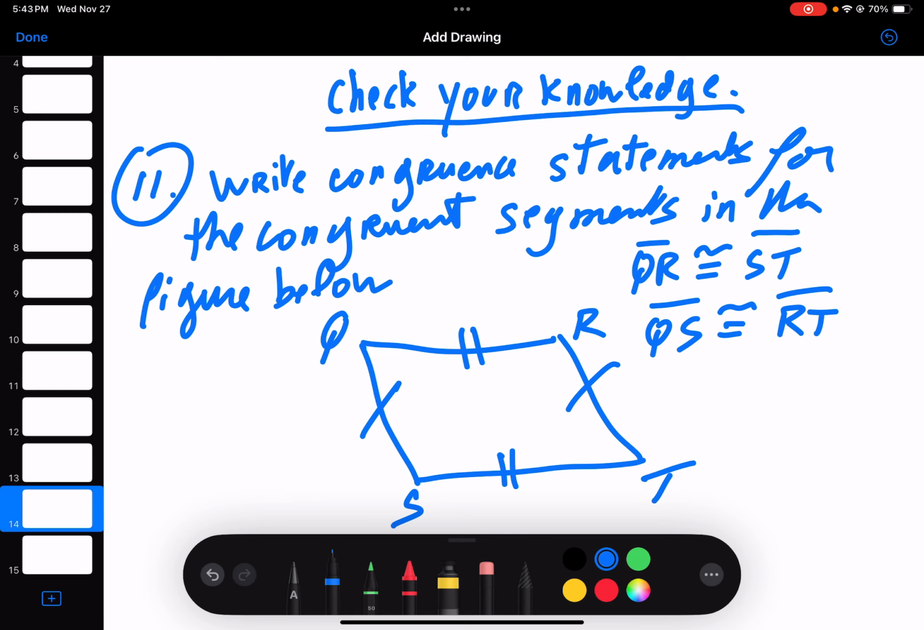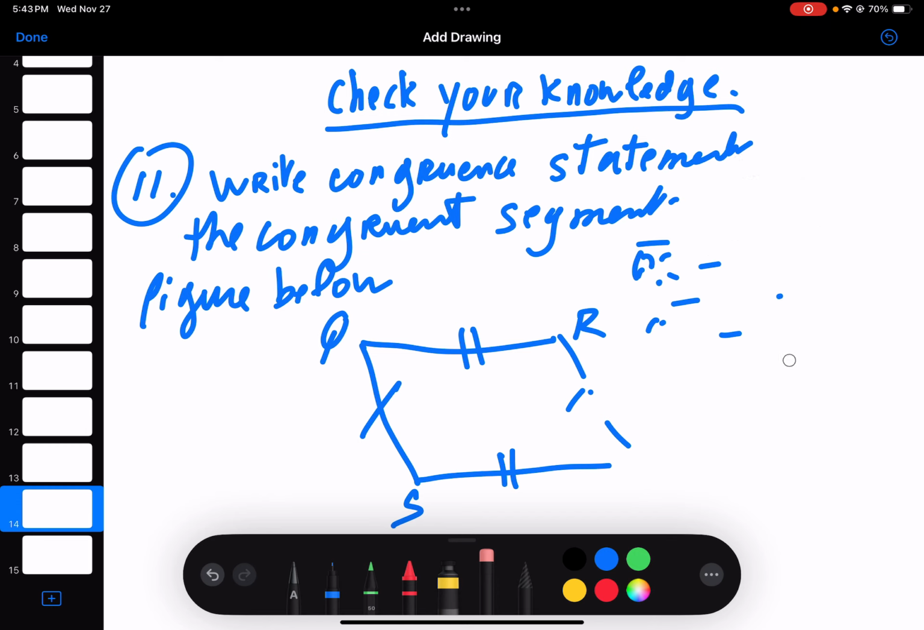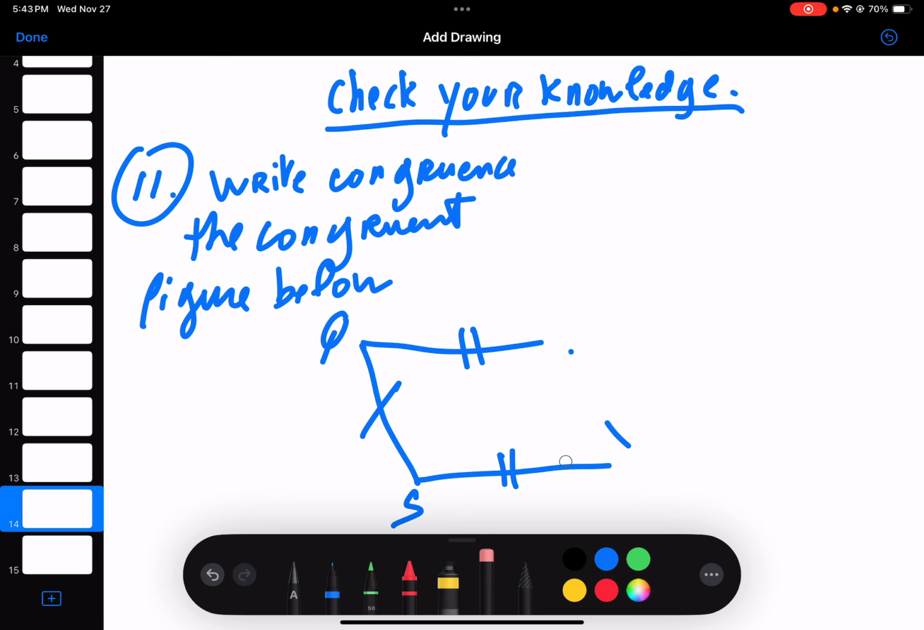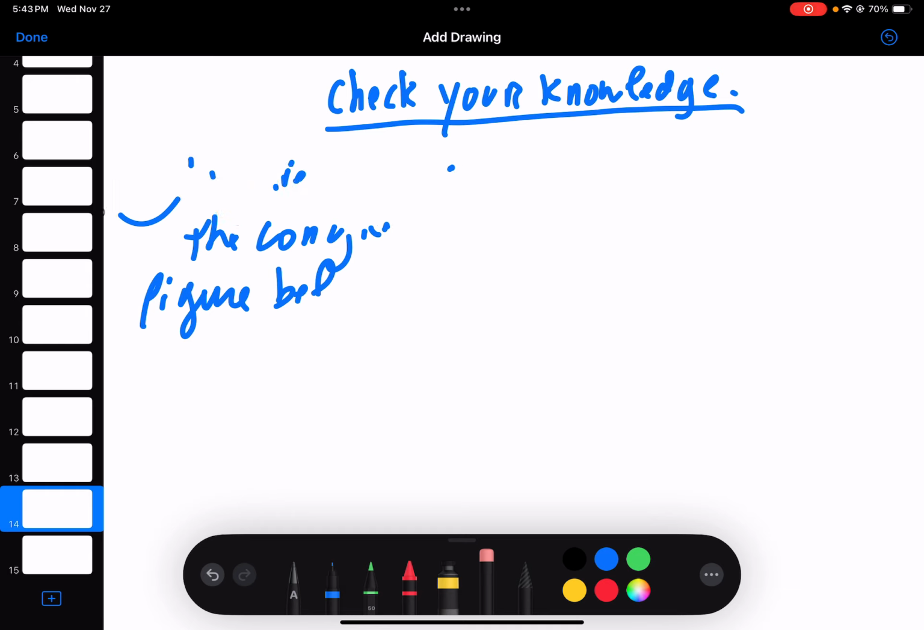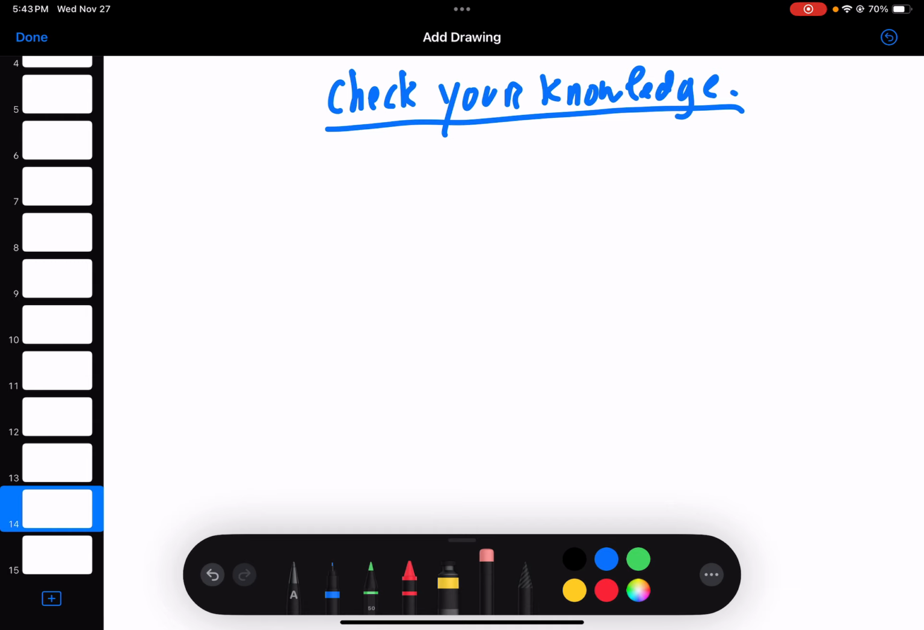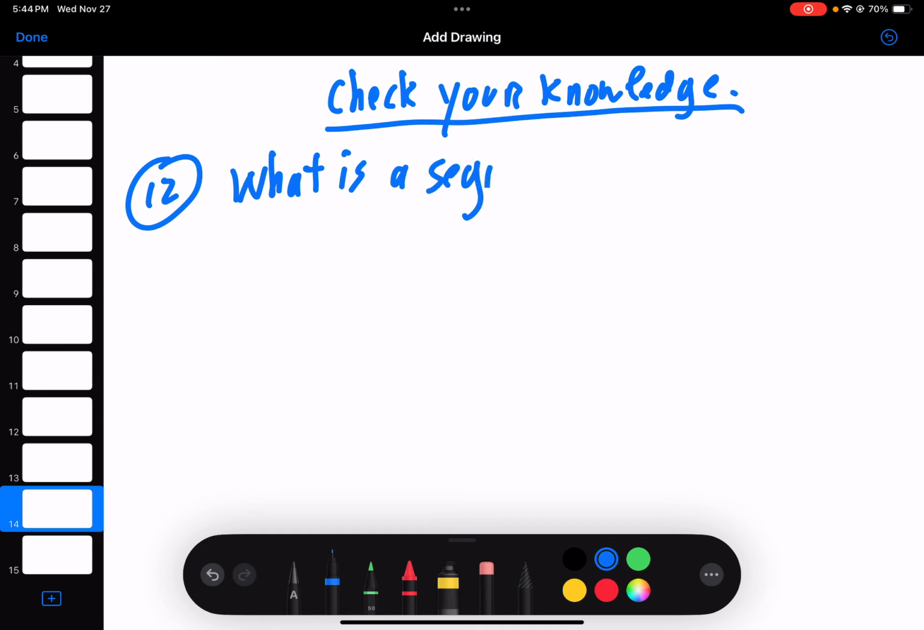And last question. All right. Okay, last question. What is a segment bisector, right?